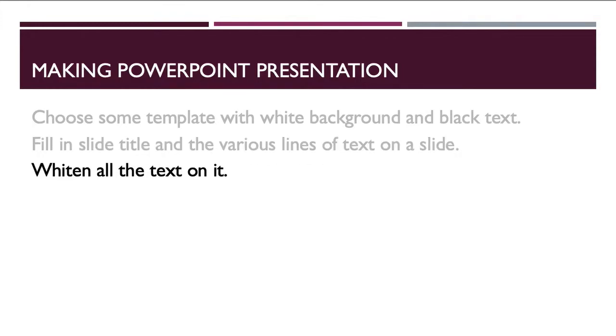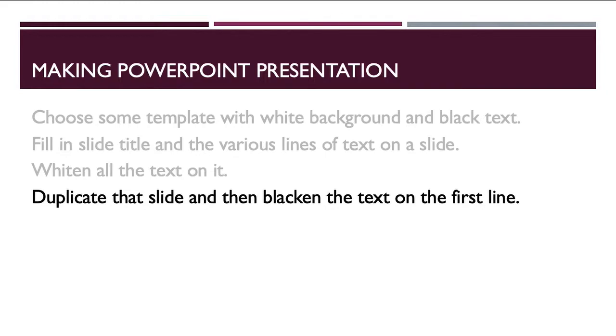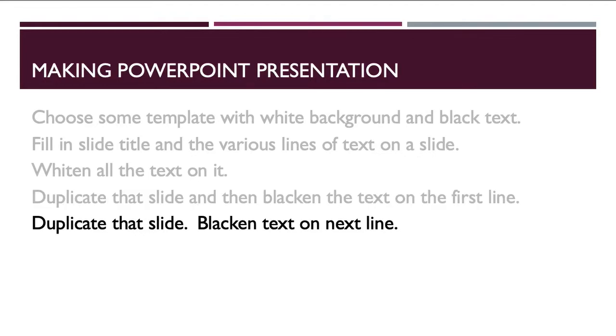Then you whiten all the text on it, which is pretty easy to do. There's a color control on the home screen, so you can just make all the text white. White text on white background cannot be seen. Duplicate that slide and then blacken the text on the first line. So now you're showing the first line of text, but the rest of the text can't be seen.